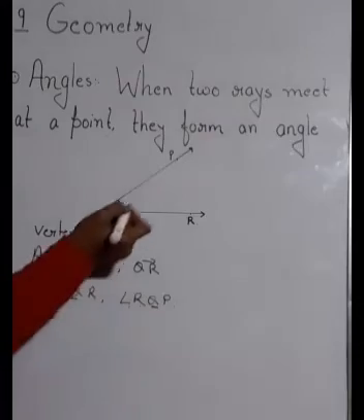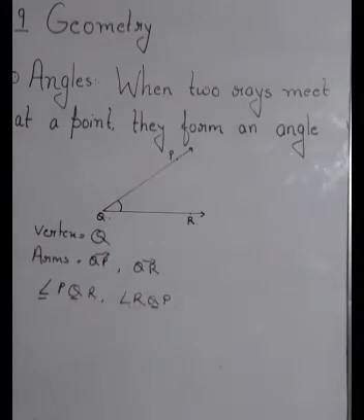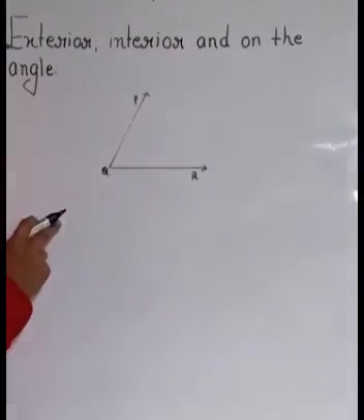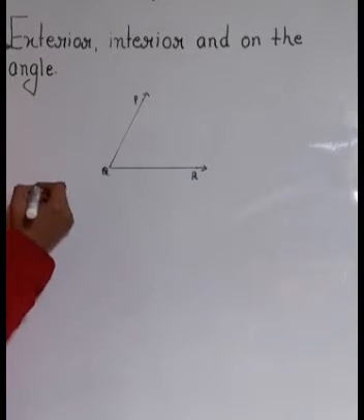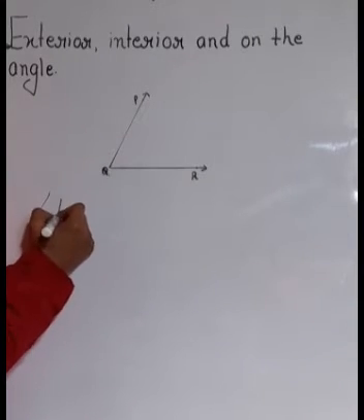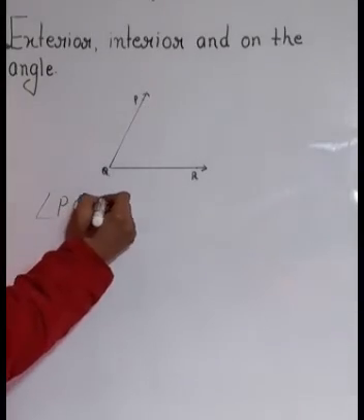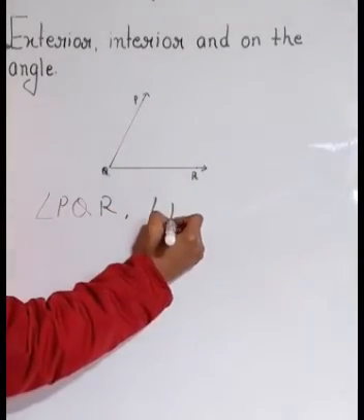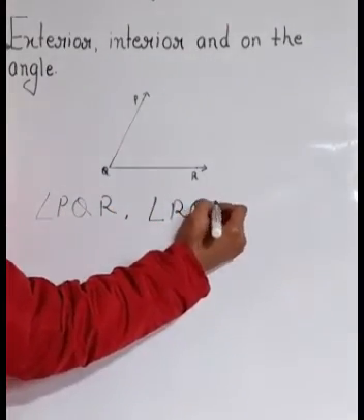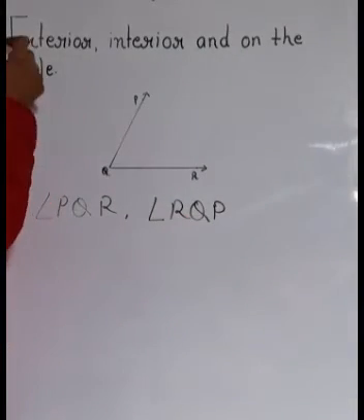Okay, next is your exterior and interior of an angle. So here I have drawn an angle. How you are going to name it? This will be named as angle PQR, or you can say angle RQP. Okay. Now next is your exterior.